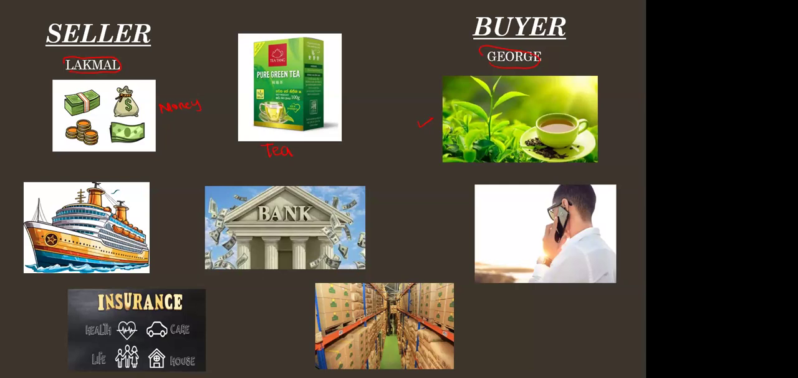Next one is auxiliary services. So what are the services? To make this trade happen easily, we need some services also. We need support. We got transportation, banking service, communication, insurance, warehouse. To transfer this tea to George and get money, we need some supportive services, the help of another person also.